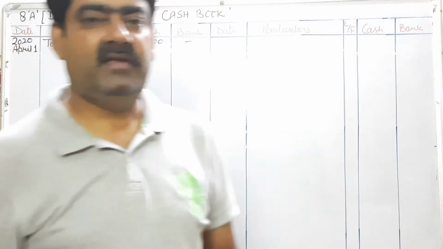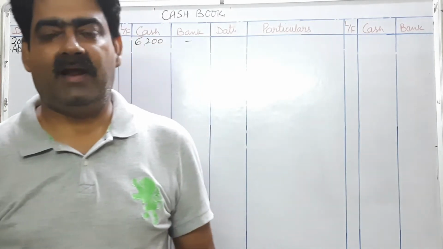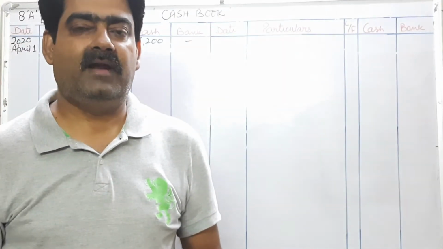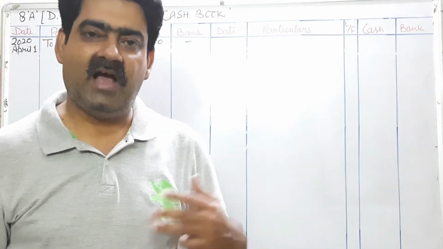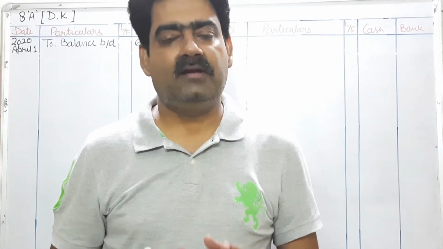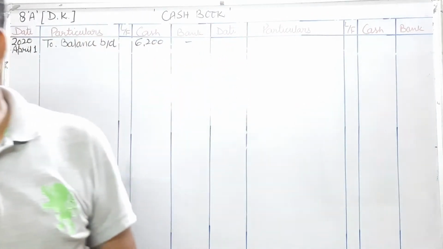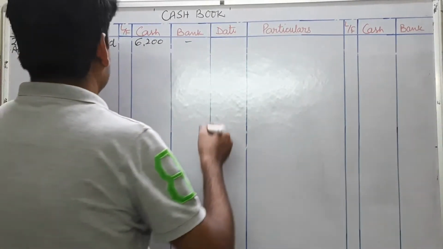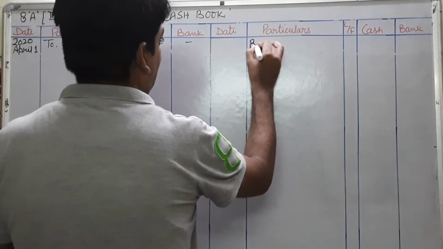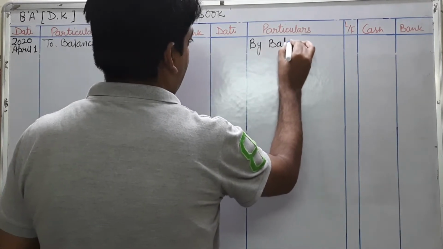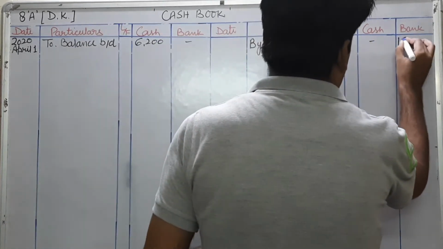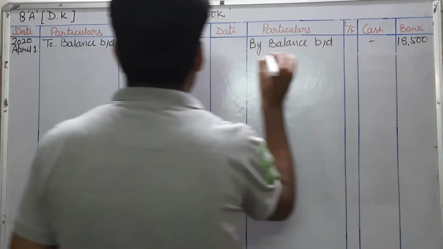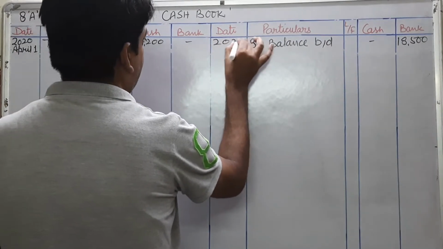But this time you can see in this question bank overdraft balance is given. So bank overdraft balance is also known as credit balance of bank. That means this amount we have to pay to bank. So this is our credit balance of bank. It will come in credit side of cash book. Bank overdraft 18,500. This balance will come in credit side like this, by balance brought down, 18,500.